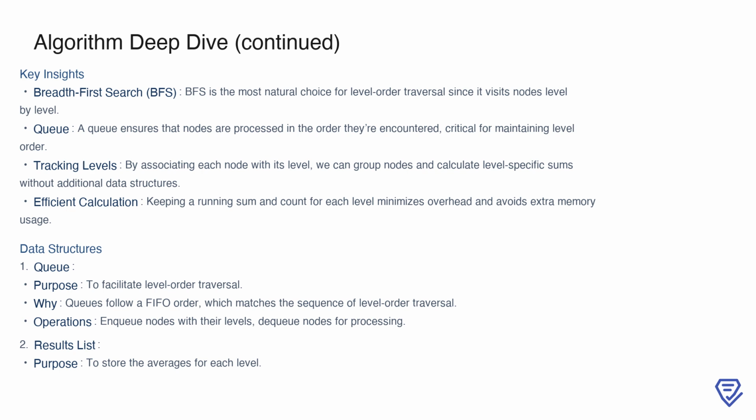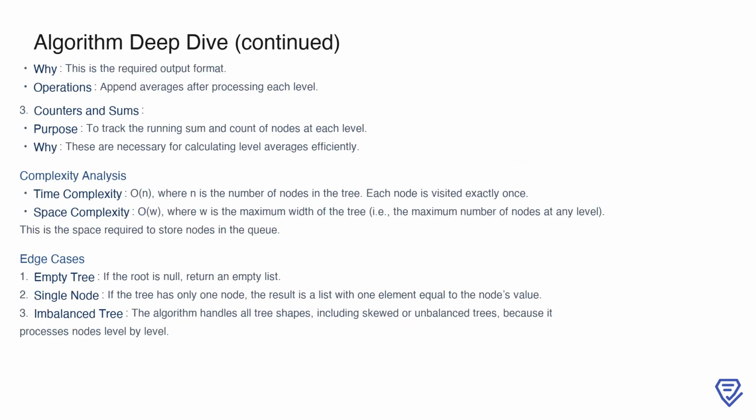To summarize, the queue facilitates traversal, the results list stores the computed averages, and the running sum and count for each level ensure that averages are calculated without unnecessary overhead or extra memory usage. The results list is essential because it holds the final output, which is the list of averages for each level of the tree. After processing each level, the computed average is appended to this list. Additionally, maintaining running sums and counts for each level simplifies the calculation of averages, making the algorithm efficient.